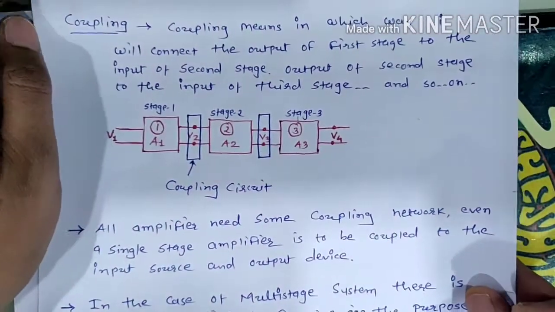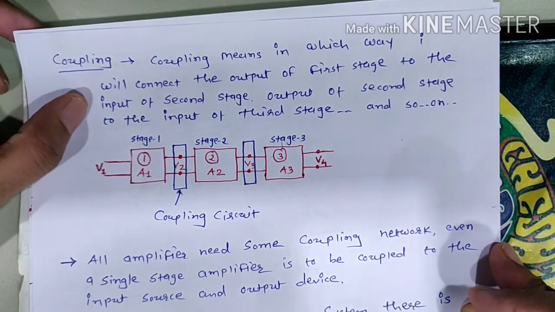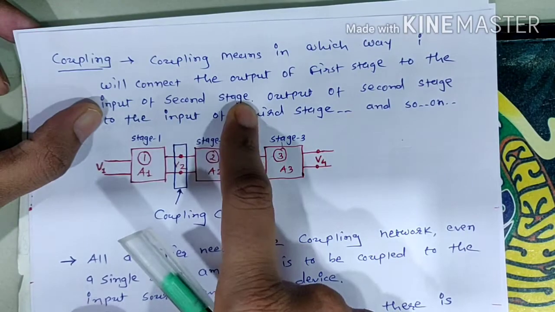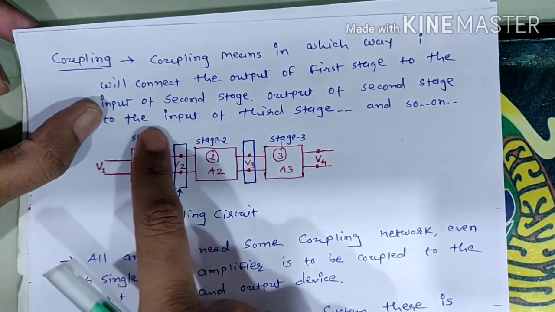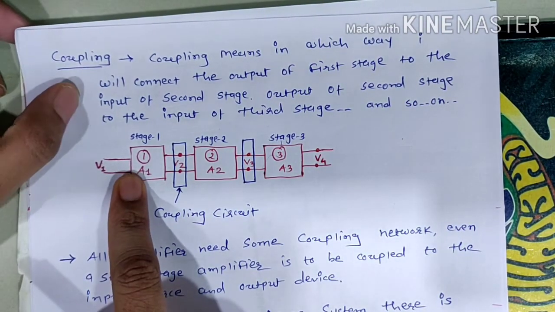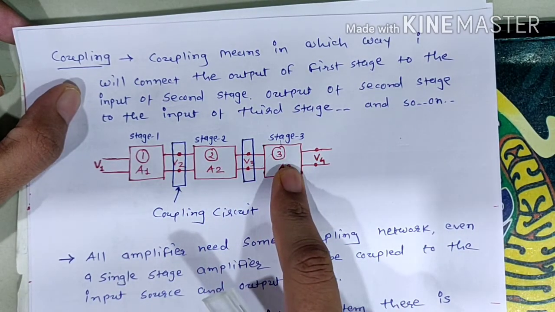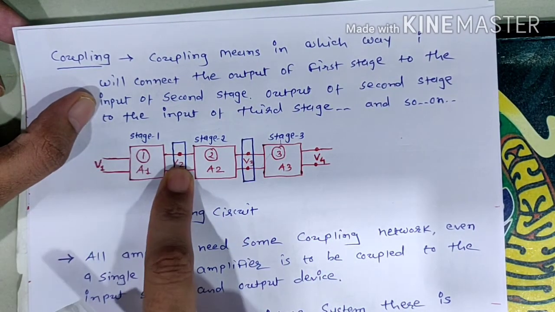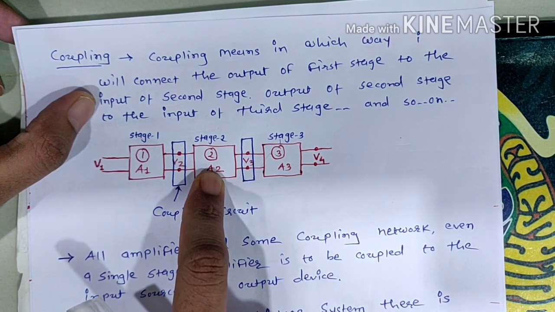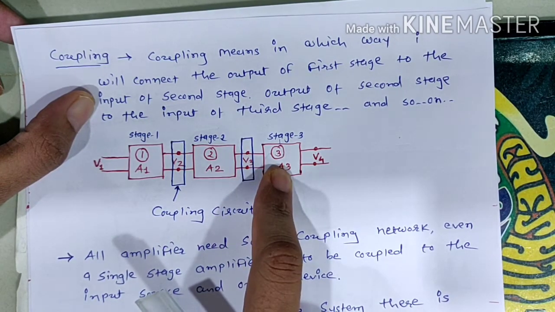So coupling means in which way I will connect the output of the first stage to the input of the second stage, the output of the second stage to the input of the third stage, and so on. So these are the cascaded connected amplifiers. The output of the first stage is given to the input of the second stage, and the output of the second stage is given to the input of the third stage.